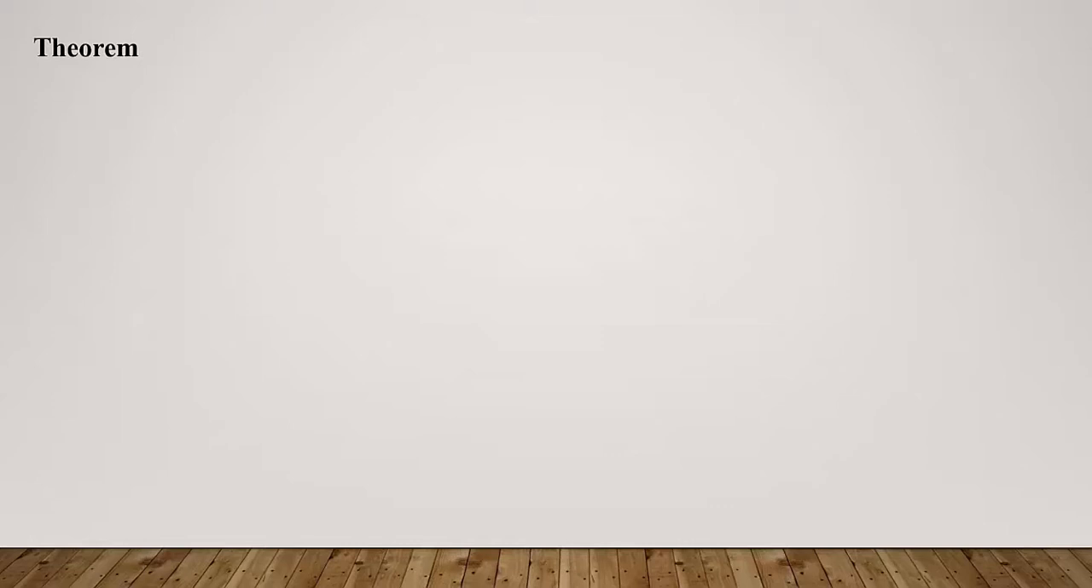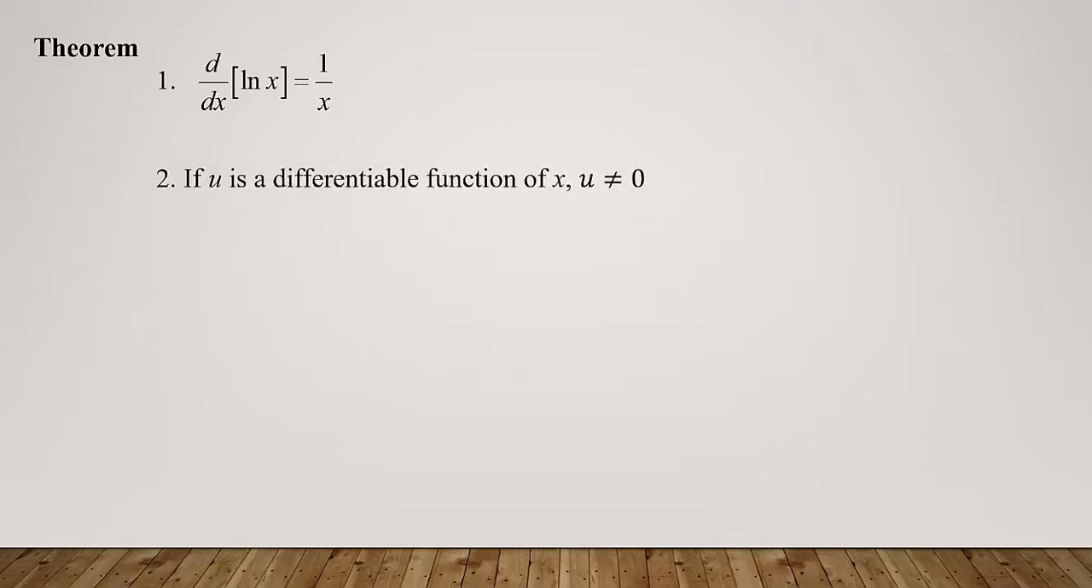So this theorem is going to have 3 parts to it. Part 1, the derivative of ln x is 1 over x. Now part 2 is kind of like the chain rule part. So if u is a differentiable function of x, not equal to 0, the derivative of natural log u is 1 over u times du/dx. So the derivative is 1 over whatever this is times the derivative of this. That's the chain rule.